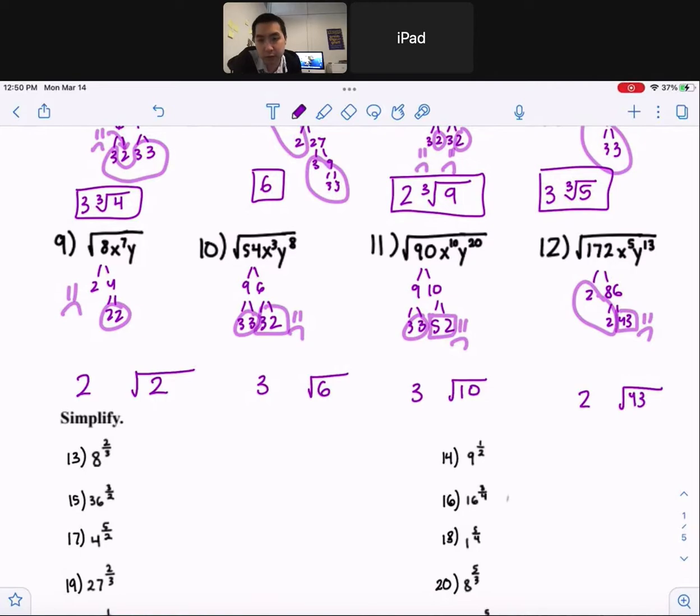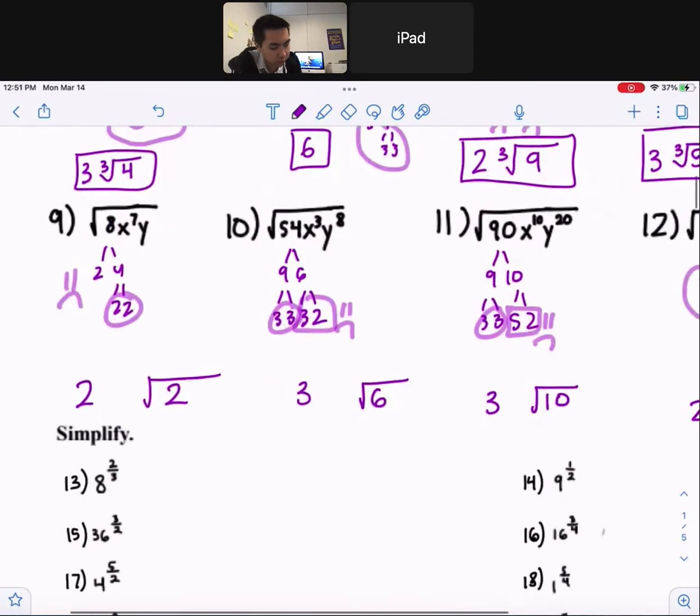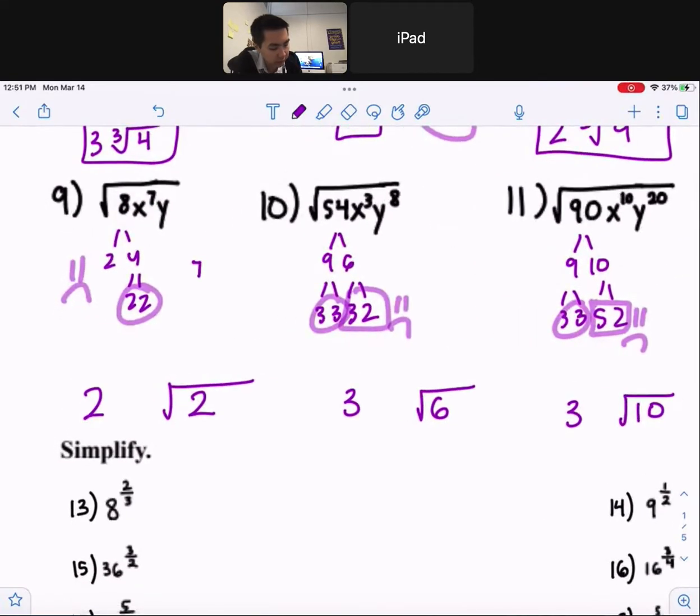Now notice I'm separating them because I'm leaving some gaps, as we still have to simplify the variables. For the variables, take the exponents of each one, this is for x's, this is for y's, and divide them by the index. 2 goes into 7 three times with a remainder of 1. 2 goes into 1 zero times, remainder of 1. So for the x's, it's going to be x to the third power and x to the first. Look, x to the third outside, x to the first inside.